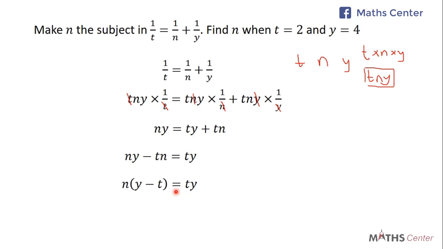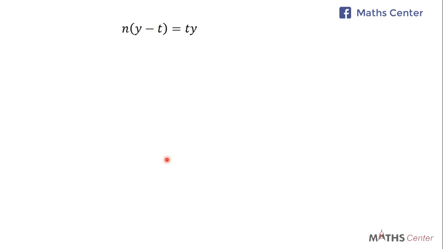I've explained why we have to put y minus t into brackets several times. So I hope that by this time you understand it. Okay, when we get here, what do we do? The variable we want to make the subject is n. What is attached to n is y minus t. So we have to divide through by y minus t. So we divide the left hand side by y minus t. We divide the right hand side by y minus t. So this y minus t will cancel this y minus t. And we are going to get n is equal to ty divided by y minus t.